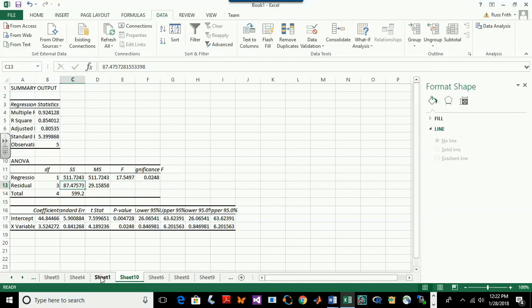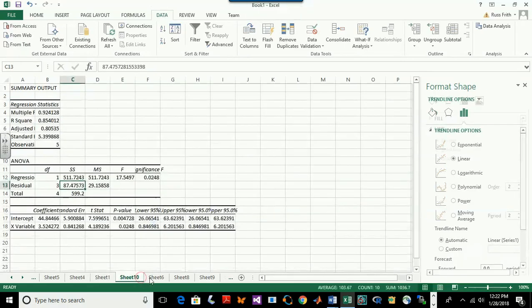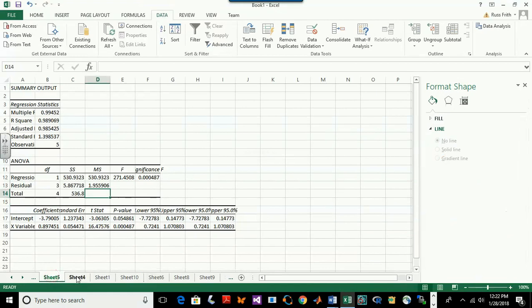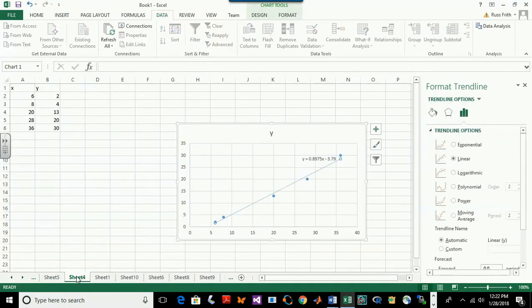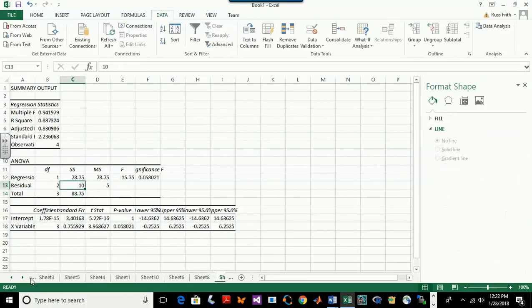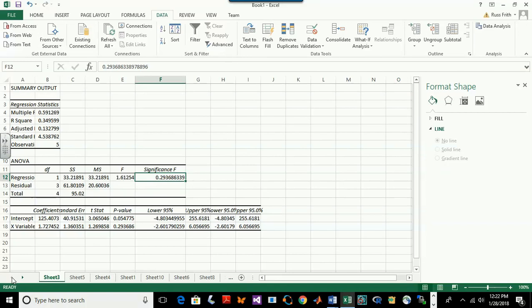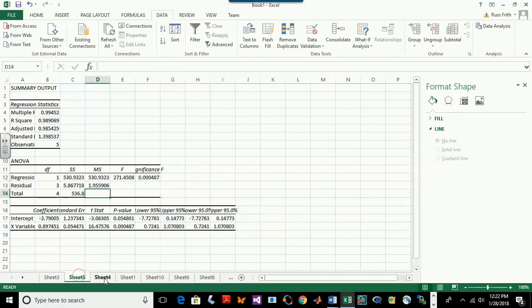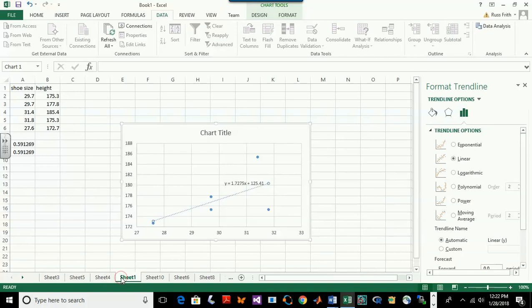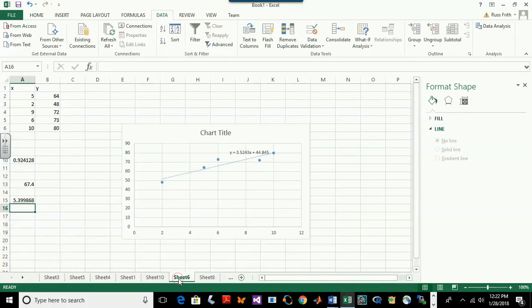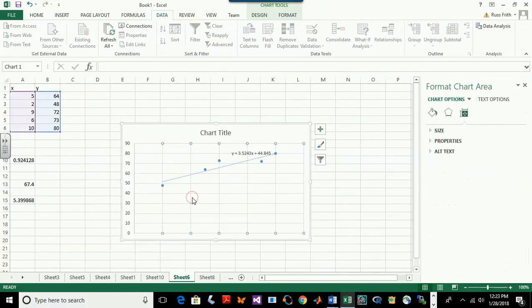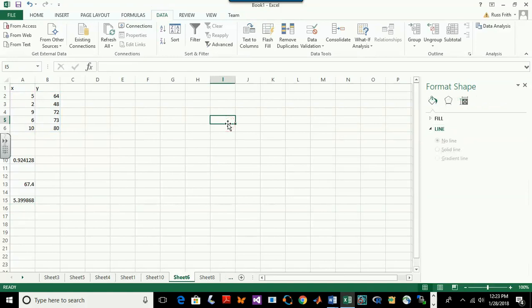So to do that, let's see if we can do that. If I can find my data. Where's my data? Sheet 5. Okay, so I don't know. Shoe size, sheet 10, sheet 6. Is this it? Okay, here's our data. Okay, so let me get rid of this. Get rid of all this. All right, so here's our score data based on hours of preparation.